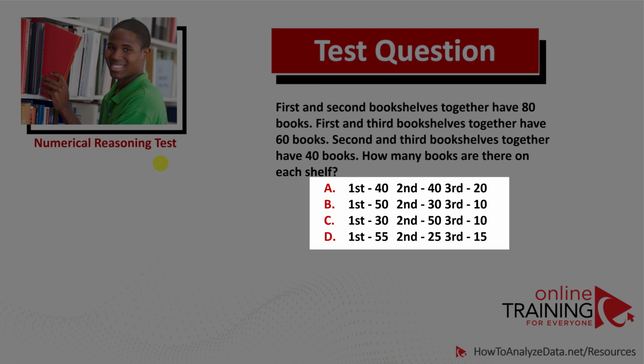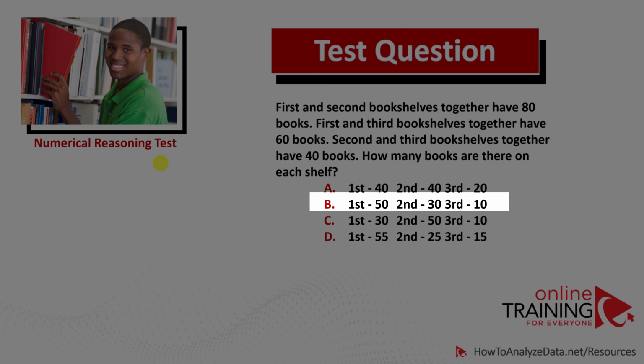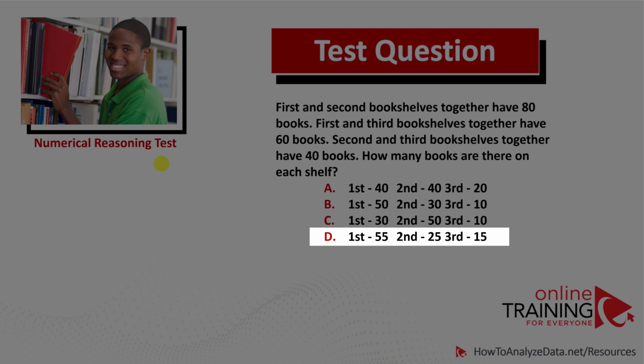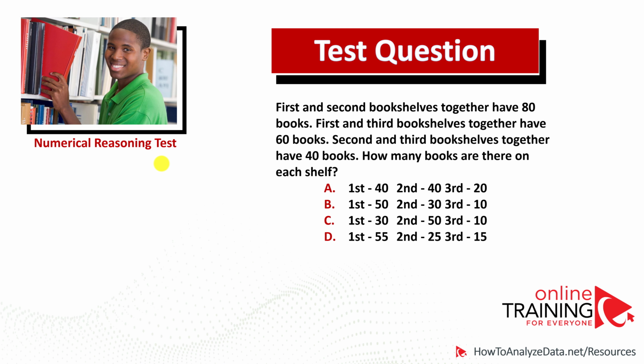And you have 4 different choices. Choice A, 40, 40, and 20. Choice B, 50, 30, and 10. Choice C, 30, 50, and 10. And choice D, 55, 25, and 15. Do you think you know the answer? Let's see how we can solve this challenge together.